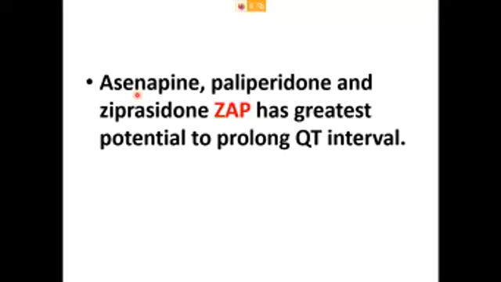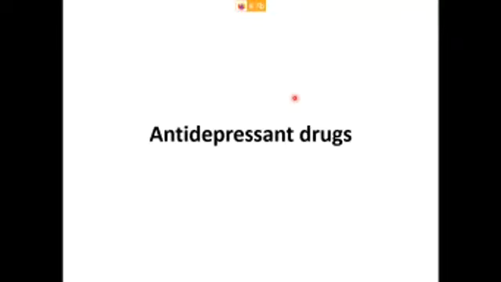Okay, and the drug with the most potential to cause prolonged QT interval is ZAP. Asenapine can cause prolonged QT interval, paliperidone and ziprasidone and iloperidone also. Okay, so remember ZAP: ziprasidone, asenapine, paliperidone, iloperidone. They have the most potential to prolong the QT interval.